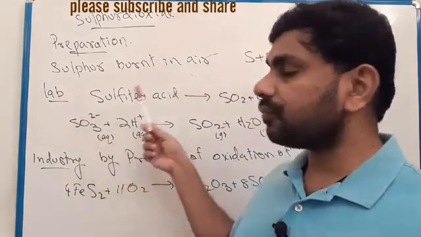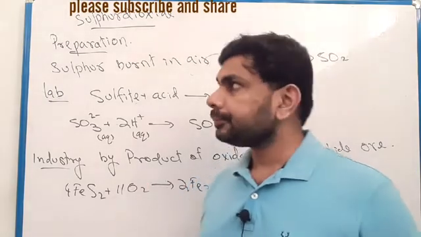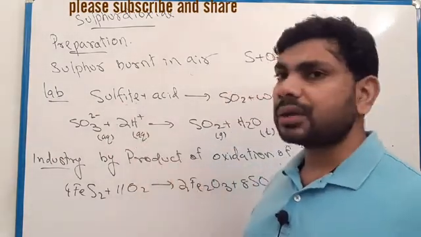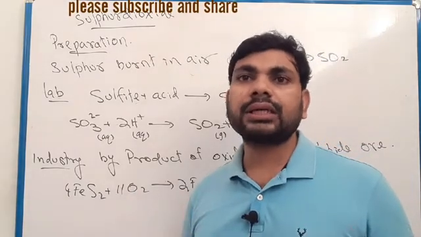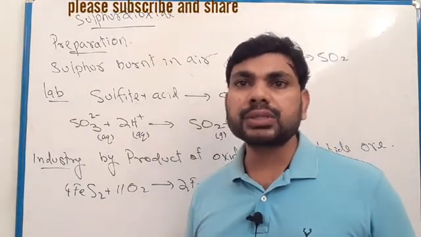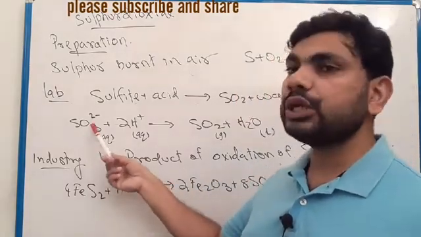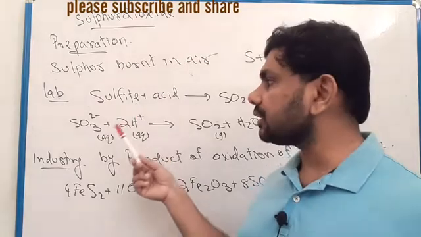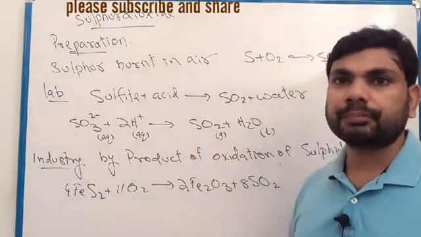Laboratory method of preparation of sulfur dioxide: a sulfite compound, after reaction with dilute acid, produces sulfur dioxide and water. Sulfite means SO3 2-; it reacts with the dilute acid and forms sulfur dioxide and water.